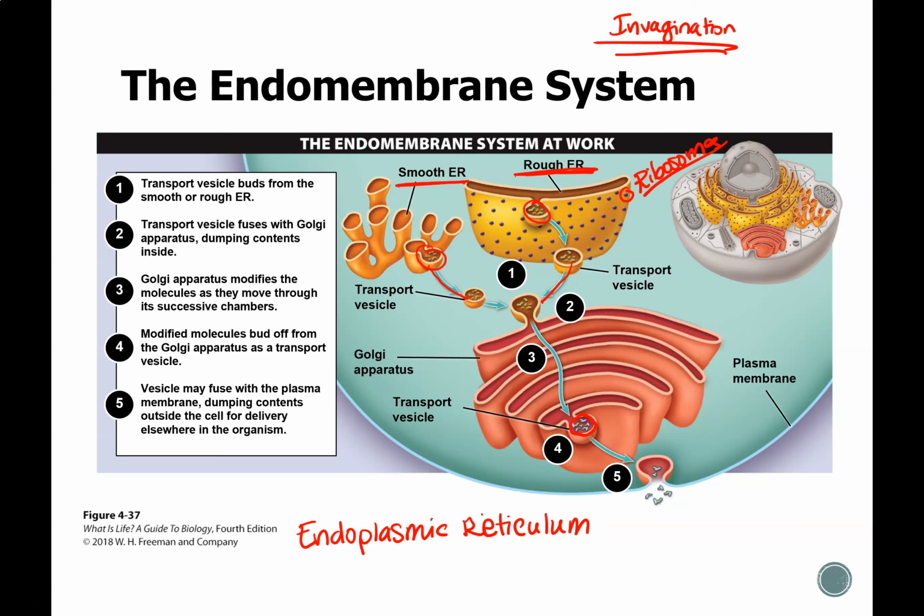So the smooth ER and the rough ER each make different products. We'll talk about those in a minute, but they make their products. They are taken to the Golgi. The Golgi modifies and completes those products and then ships them via vesicles and the cytoskeleton system to the edges of the cell.